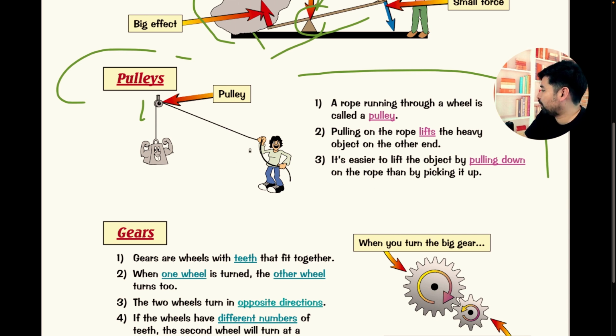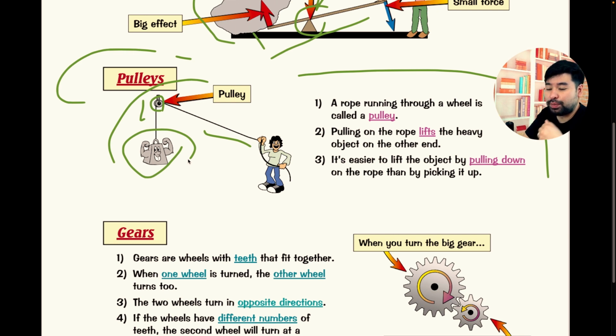Okay, teacher, what is a rope? This black thing here, right? Okay, and the wheel is this little thing here. Okay, and then this is the pulley system. And number two, pulling on the rope lifts the heavy object on the other end. In the picture here, we have this heavy metal object, right? Okay, and number three, it's easier to lift the object by pulling down on the rope than by picking it up. Of course, if we use this mechanism, it makes it easier.